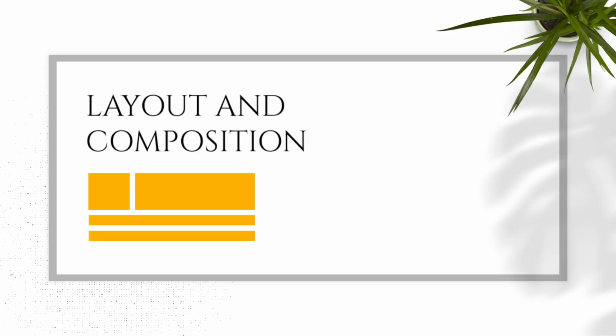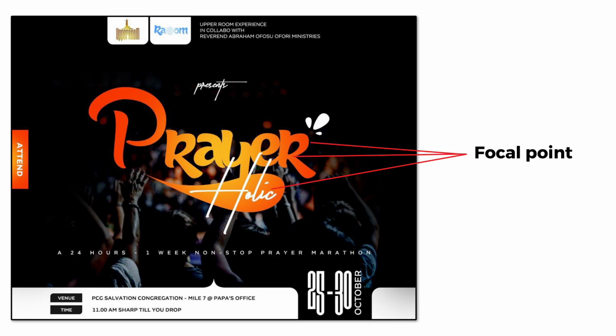And so layout and composition is that element that helps you to know which information are related to each other and how to arrange them into packets. And not just that, but how to arrange these packets of information into your design work. This arrangement is done in such a way that there is a focal point which first draws the attention of the viewer.